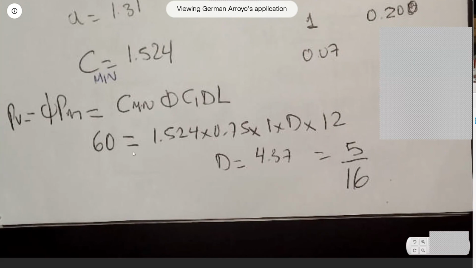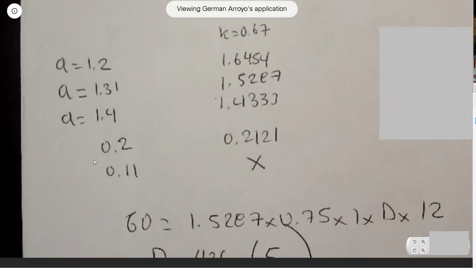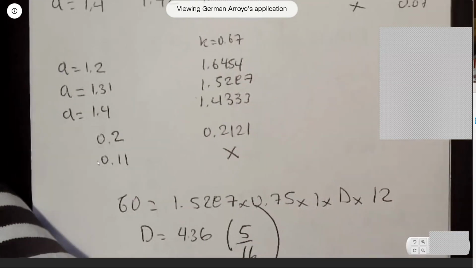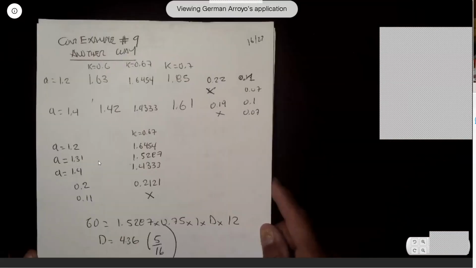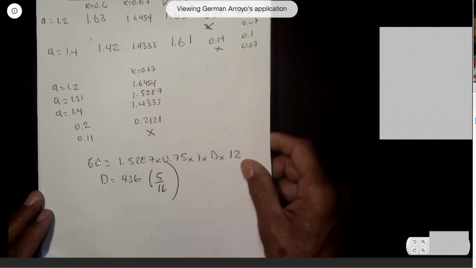On the next page, on page 16, I had done, again, another way of doing the interpolation. It still gives me the same 5/16. Any question about this?